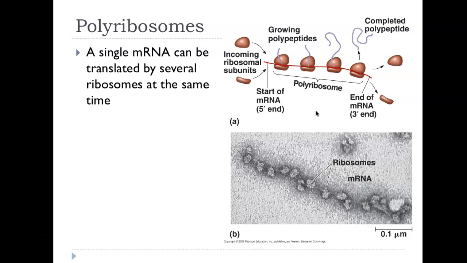So all of a sudden, the DNA that codes for the enzyme lactase gets transcribed, and then that mRNA is going to have many ribosomes on it, making lots and lots and lots of that protein. So this is for efficiency. So if you didn't get that, go ahead and get that down.